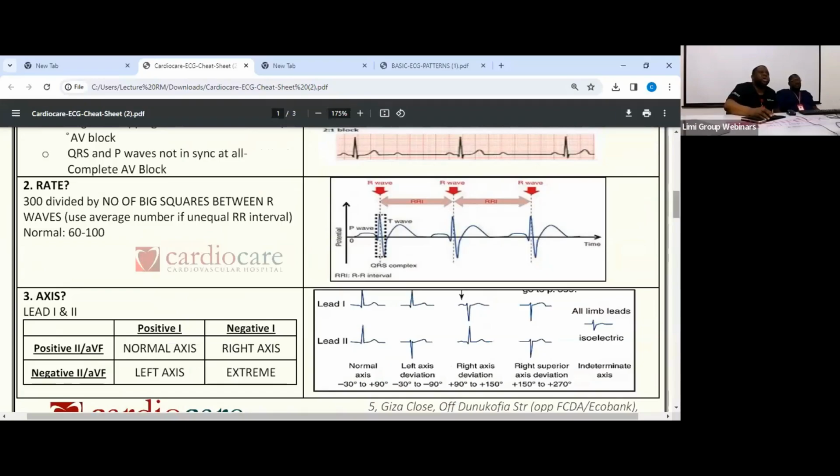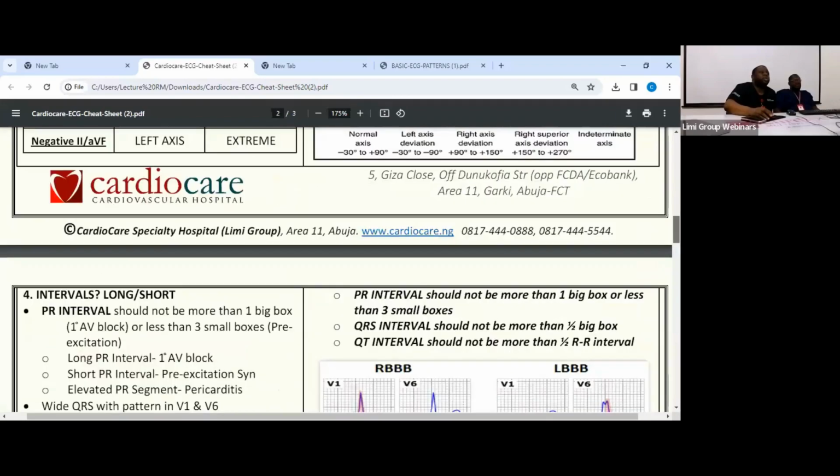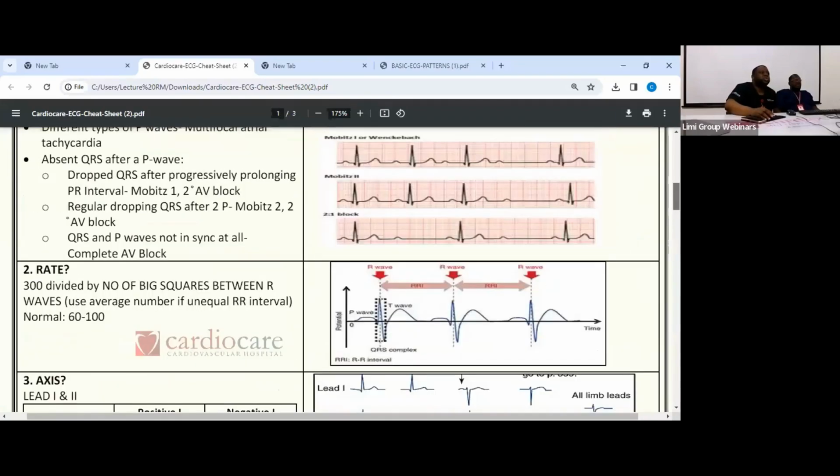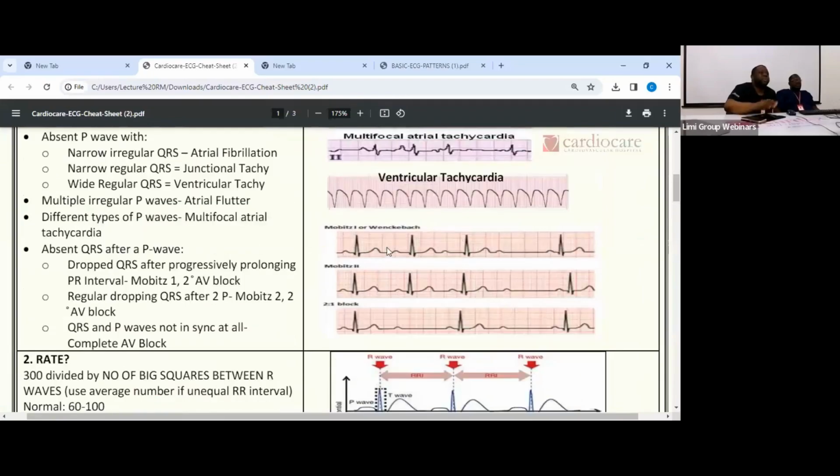Then we said, look at the intervals. If the PR interval is long, it's a first degree AV block. We said also that sometimes after a P wave there may be no QRS. And sometimes the husband and wife will divorce and both the P wave and QRS will not be in sync. That is a complete heart block. I'm just summarizing what we have said so far.